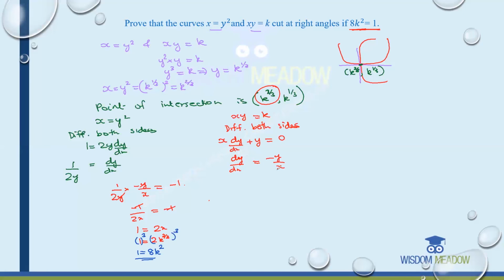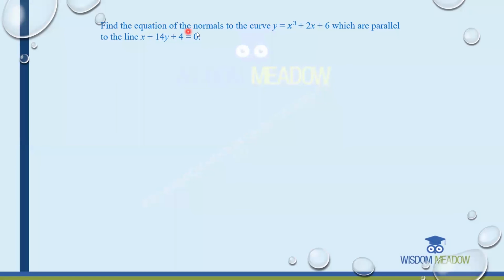I got that condition. Find the equation of the normals to the curve y is equal to x cube plus 2x plus 6, which are parallel to the line x plus 14y plus 4 equal to 0. So since the normal is parallel to the line, the slopes will be equal. Let's find the slope of the line first.